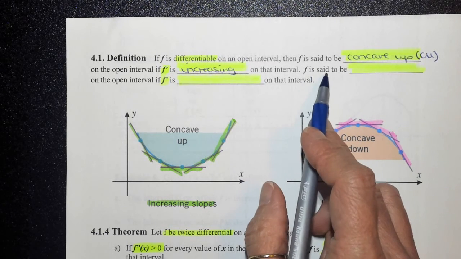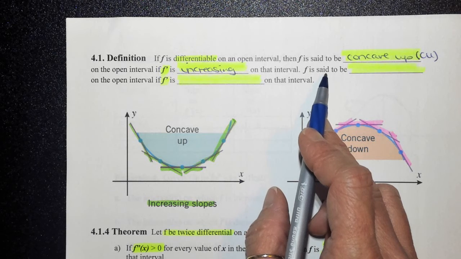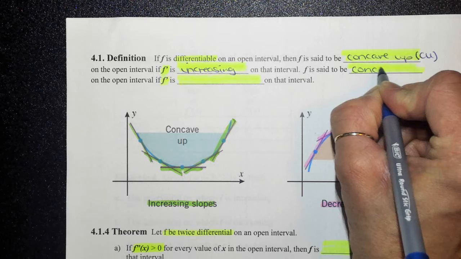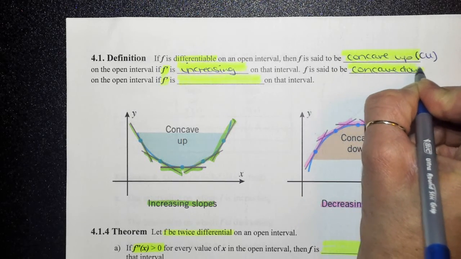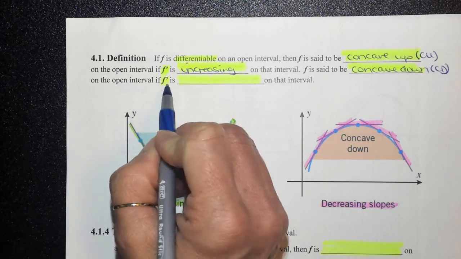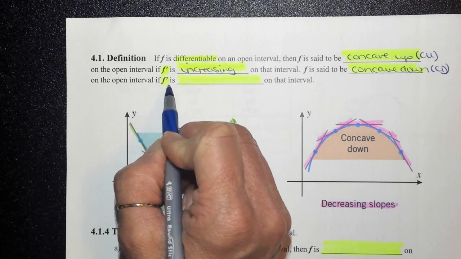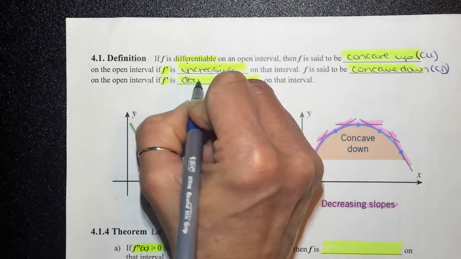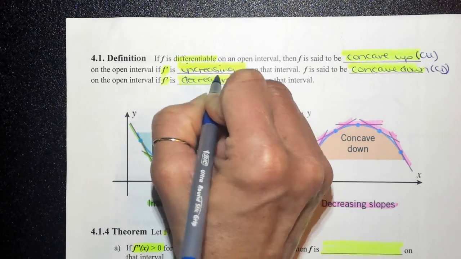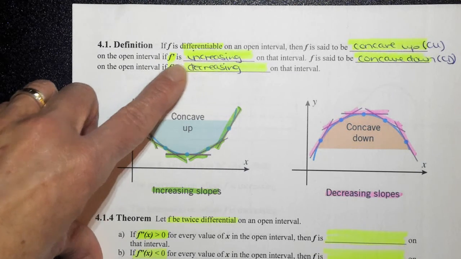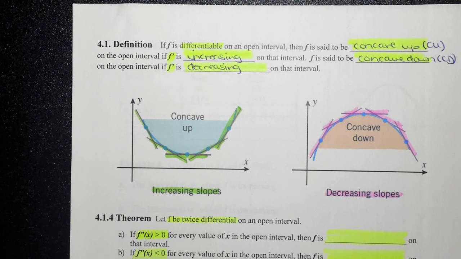If f is said to be concave down on that open interval, it's if the slopes are decreasing, meaning the derivative. Okay, so let's take the first scenario. Here we're saying if the slopes are increasing. So you're not just looking at one, you're looking at the trend of the slopes.